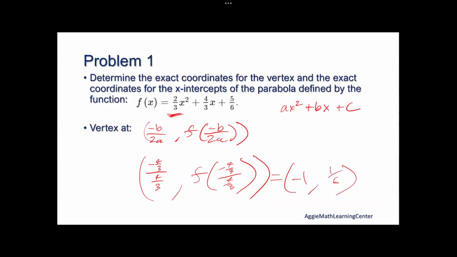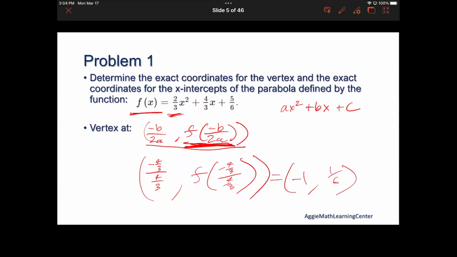Does anyone want me to quickly walk through that? Yeah, all good. So using this function right here to find the y coordinate for our vertex, we need to plug in -b over 2a into our parabola right up here.